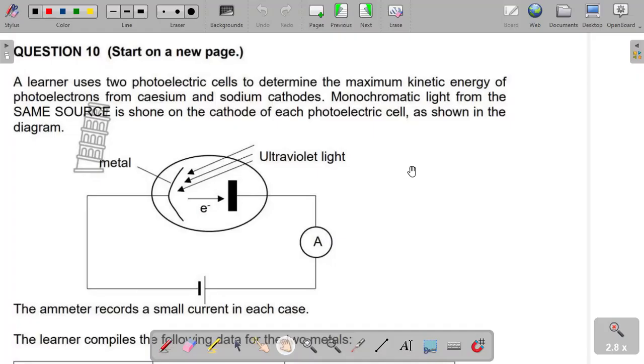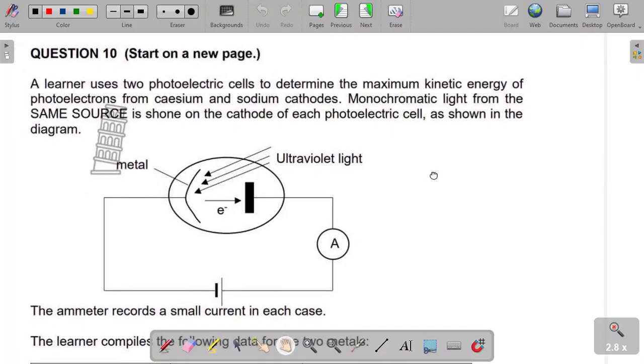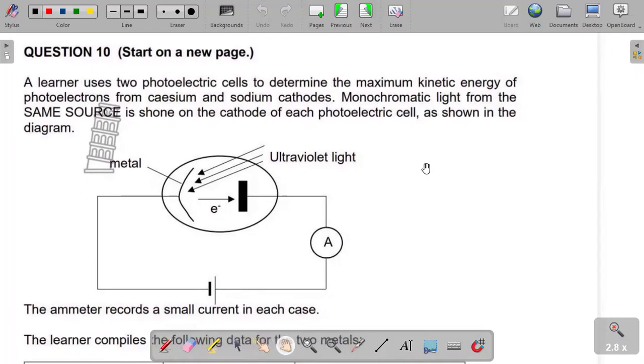So we're gonna get into lesson 8. Okay, lesson 8 here. We're still doing optical phenomena and properties of materials.